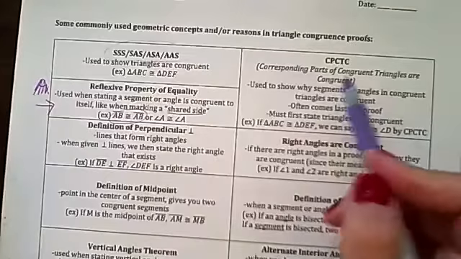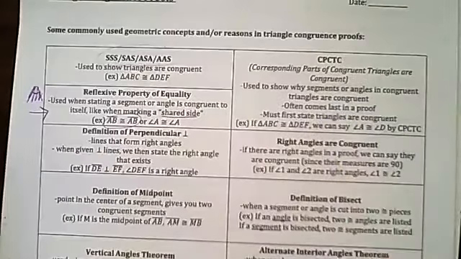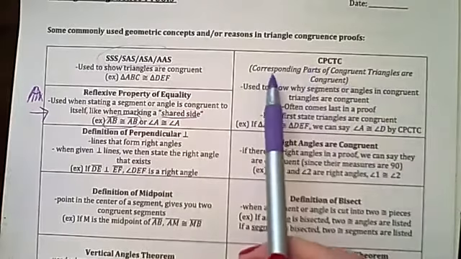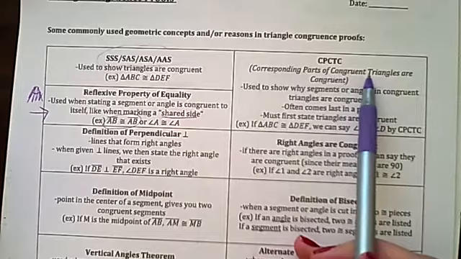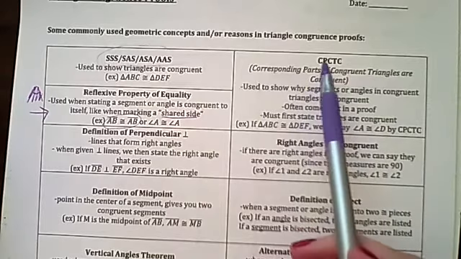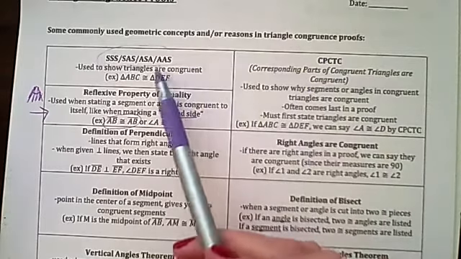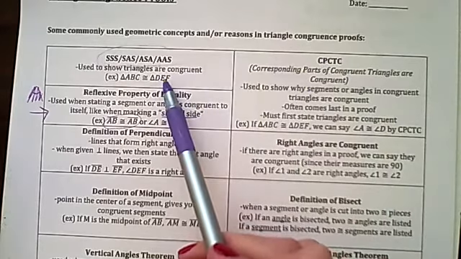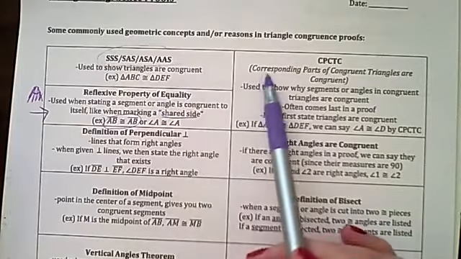And then CPCTC, we mentioned when we did those notes on 4.3 congruent triangles, it's the formal definition of congruent triangles. It stands for corresponding parts of congruent triangles are congruent. And so you would use CPCTC once you show triangles are congruent, you could then go and say any parts of them are congruent.